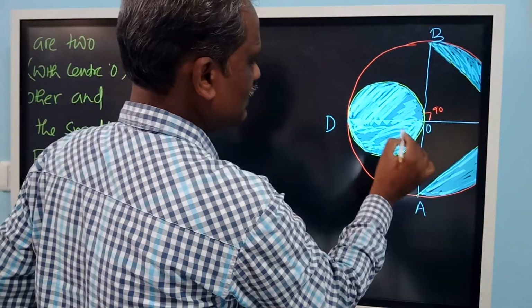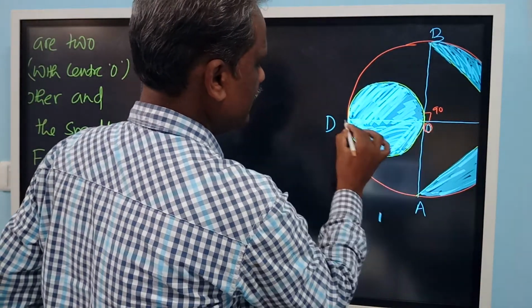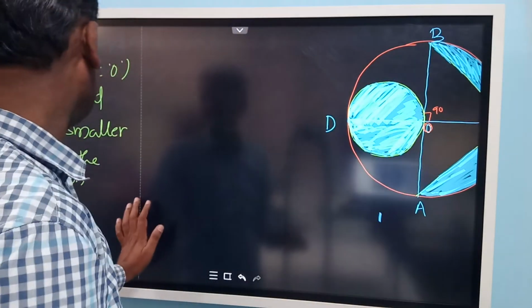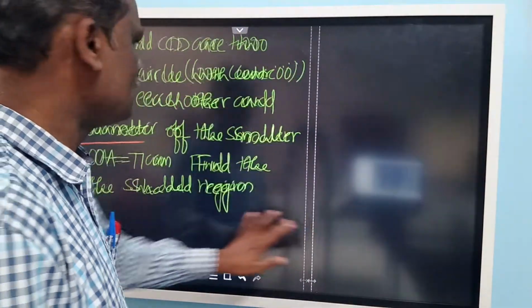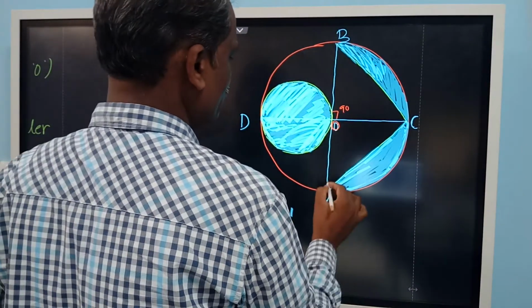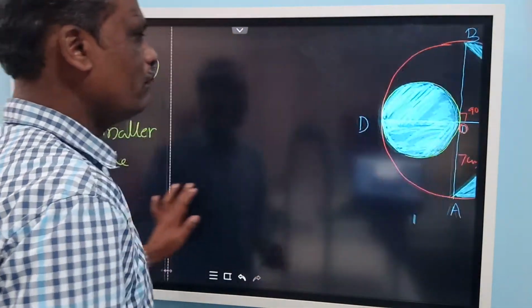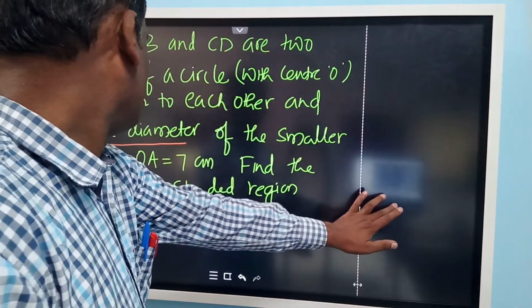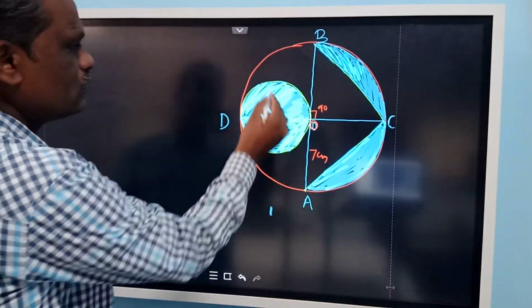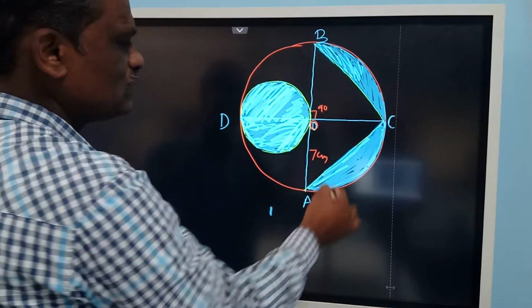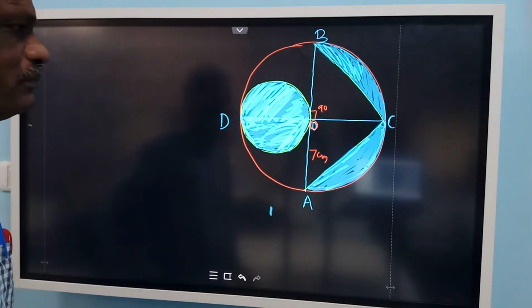Here is another circle we have. This is OD, the diameter of the smaller circle. So OA is equal to 7 centimeter from this one. That means the radius of the bigger circle is 7 centimeter. Find the area of the shaded region. So we have to find out the area of this circle and these two segments.